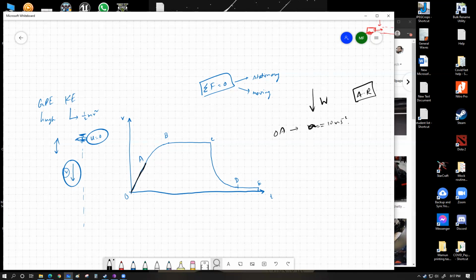For the first couple of seconds, when the person is falling at a pretty low speed, we are considering the air resistance to be significantly small. That's it. So that's the OA segment. So here the person is falling. Our GP is decreasing and kinetic energy is increasing, and the speed of the object is increasing uniformly, with constant acceleration. OA segment is very simple.